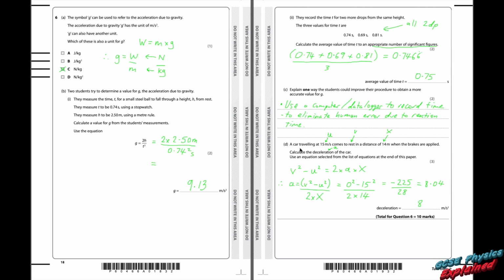Part D. A car travelling at 15 metres per second comes to rest in a distance of 14 metres when the brakes are applied. Calculate the deceleration of the car. Use an equation selected from the list of equations at the end of the paper. So what I do is identify what I've got. So that was the initial velocity. The final velocity is 0 because it came to rest. And they also give me a distance. Instead of putting d, I put x because I knew where this question was heading. And the deceleration, well, that's the same as acceleration, so that's a. So I'm looking for something with all of those quantities in.